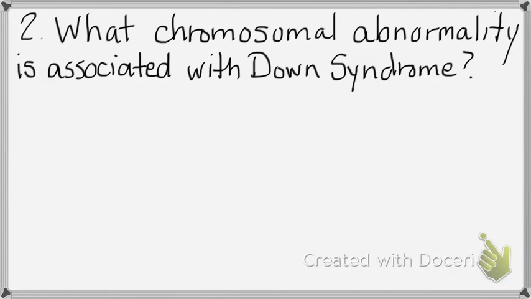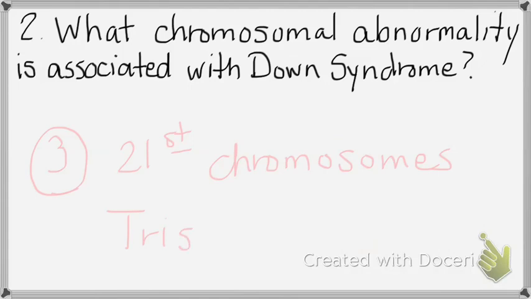Okay, number 2. What chromosomal abnormality is associated with Down syndrome? 1 extra chromosome in what number? 21. What's the 3 for? You got 3 of them? How many should you get? 2. So you might remember that we also call this a trisomy 21. Down syndrome is trisomy 21. We end up with 3 21st chromosomes.